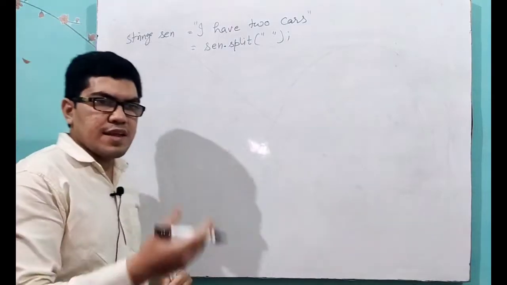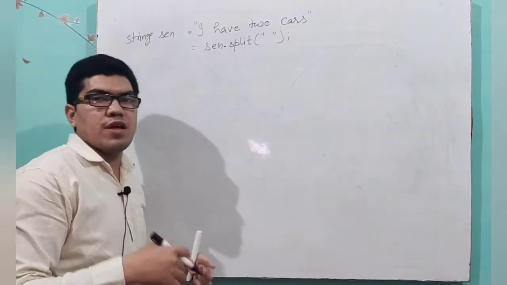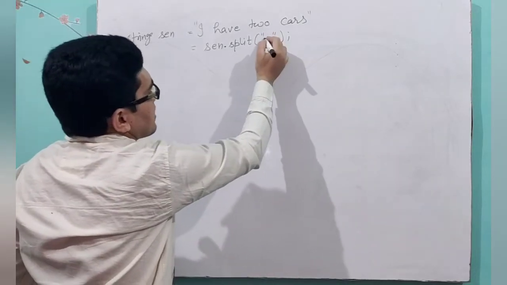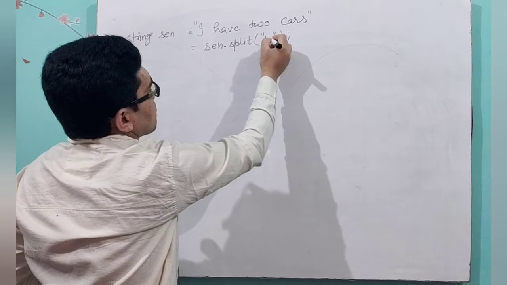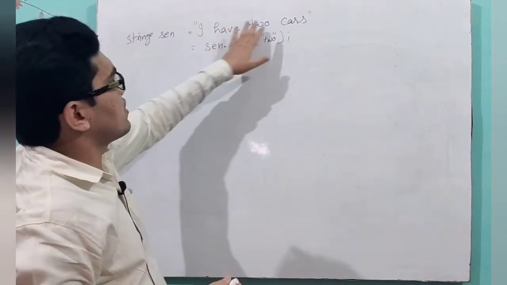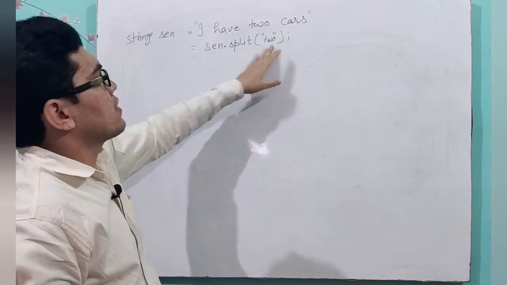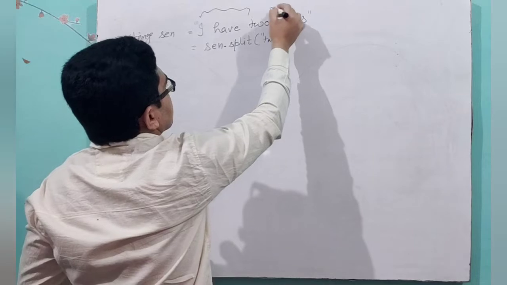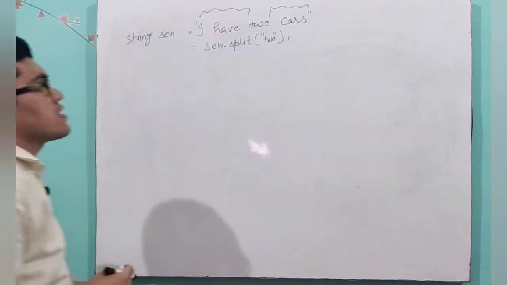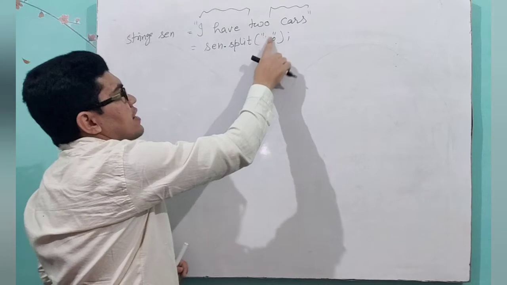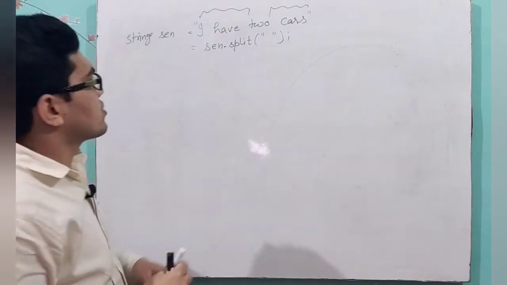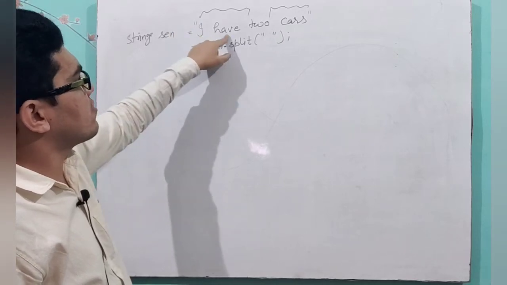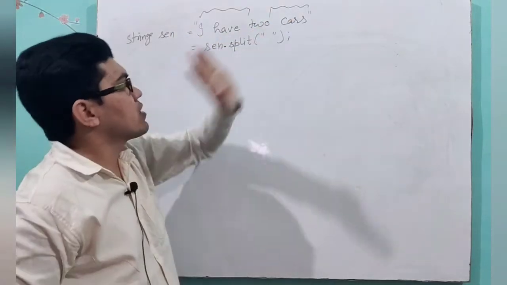If you want to take any other character or any other string, you can write it here. So if I take here TWO, this string will split on the basis of TWO. It means this will be the first string and the part from the space up to S will be the second string. But if we write a space here, it will split so that the first string will be I, second will be have, third will be 2 and fourth will be cars.